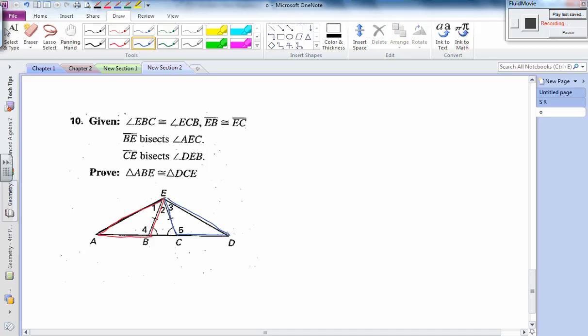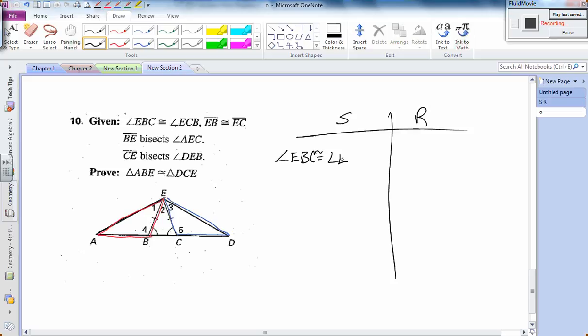Alright, this proof is going to be kind of lengthy. Let's go ahead and put our two columns here. Statement and reason. And what we have is that angle EBC is congruent to angle ECB, sorry. That's given. Not part of the triangles that we need. However, they both form a linear pair with two of the triangles that we need. So we might have to use that.